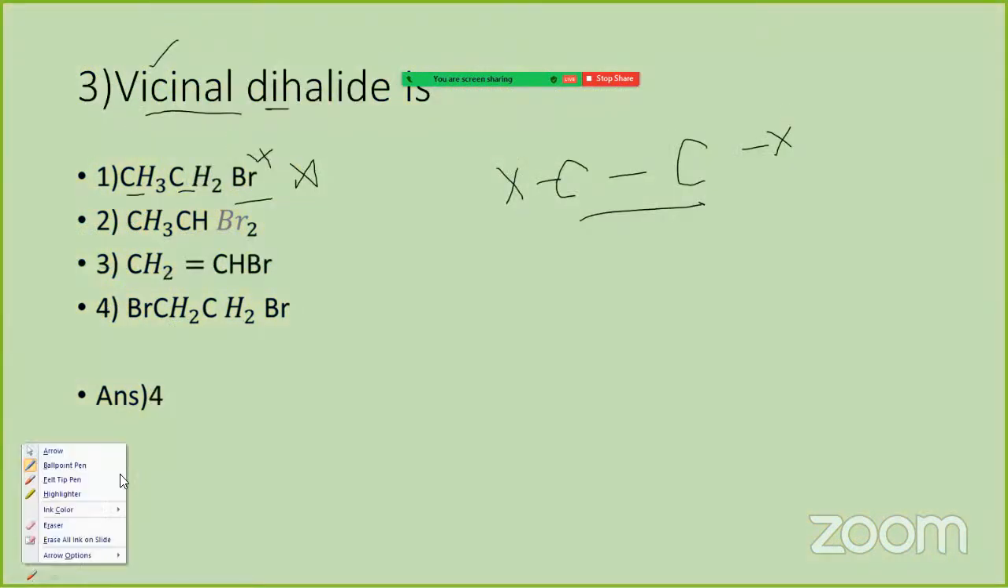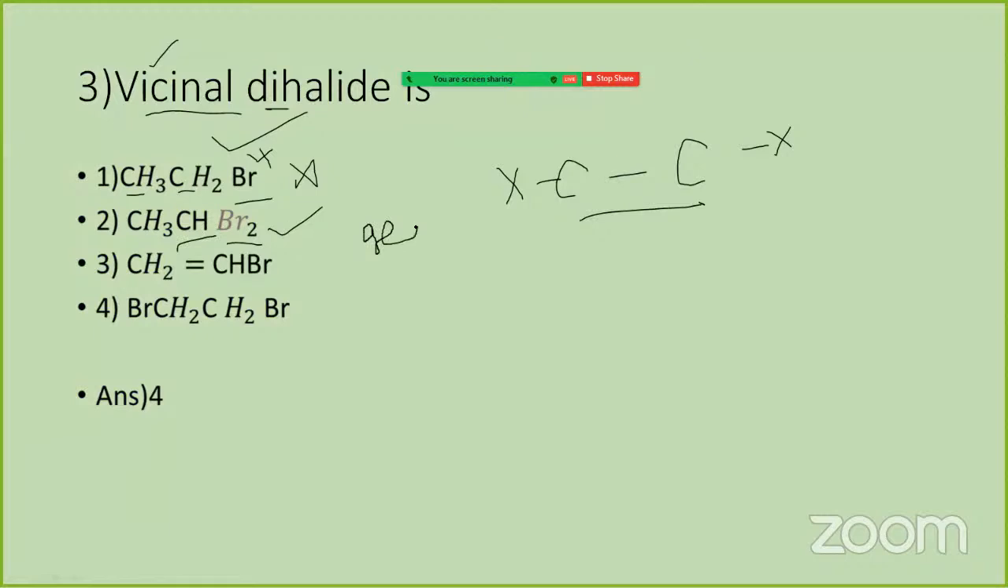Yes. Here we can see the second option. In the second option, we have bromines on the same carbon. So that means it is an example of a gem dihalide. Our question is not on gem dihalide, it is on vicinal dihalide. That's why this is also a wrong answer, right?